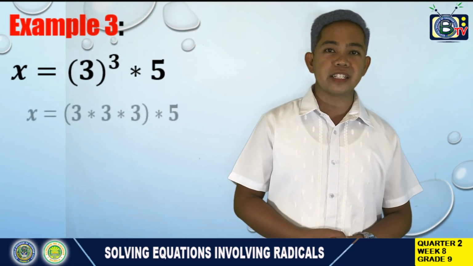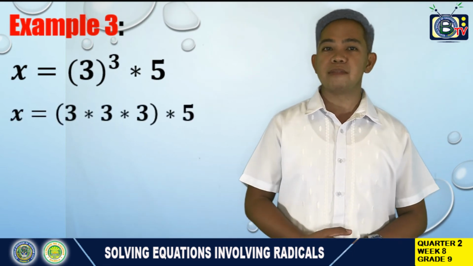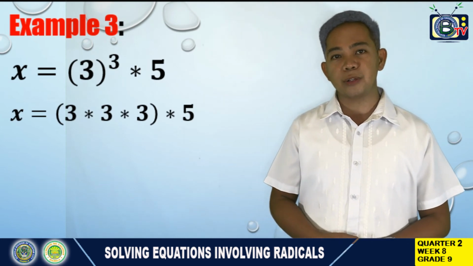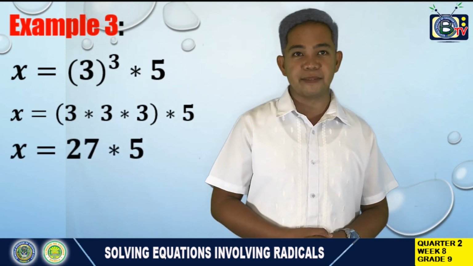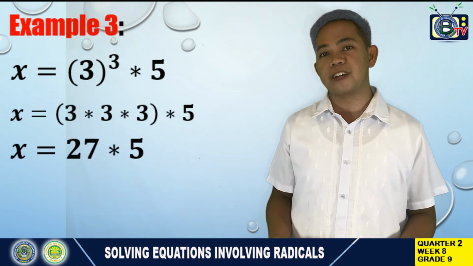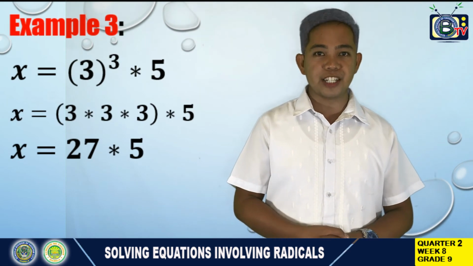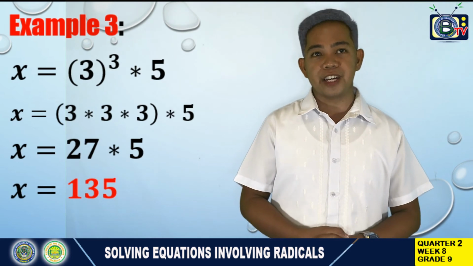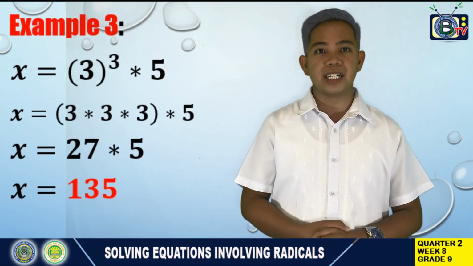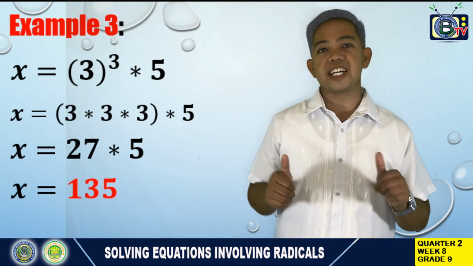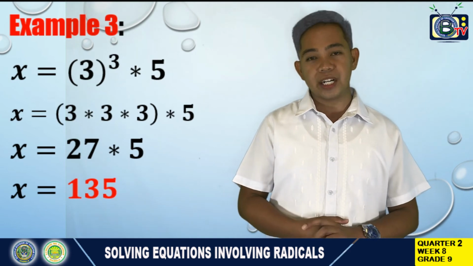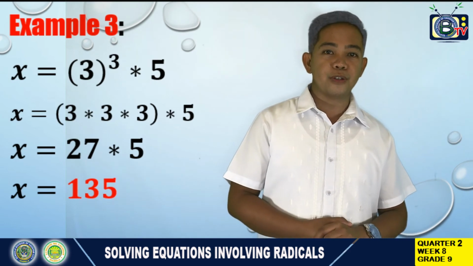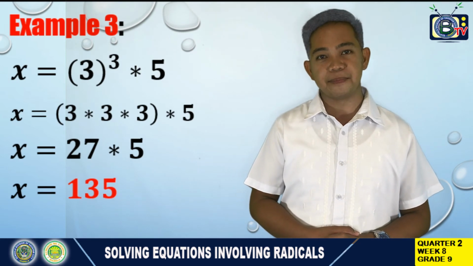3 cube means 3 times 3 times 3, then it is equal to positive 27. And 27 multiplied by 5 is 135. Therefore, the value of x is equal to positive 135. That's it. Let's check our answer now using our last step.